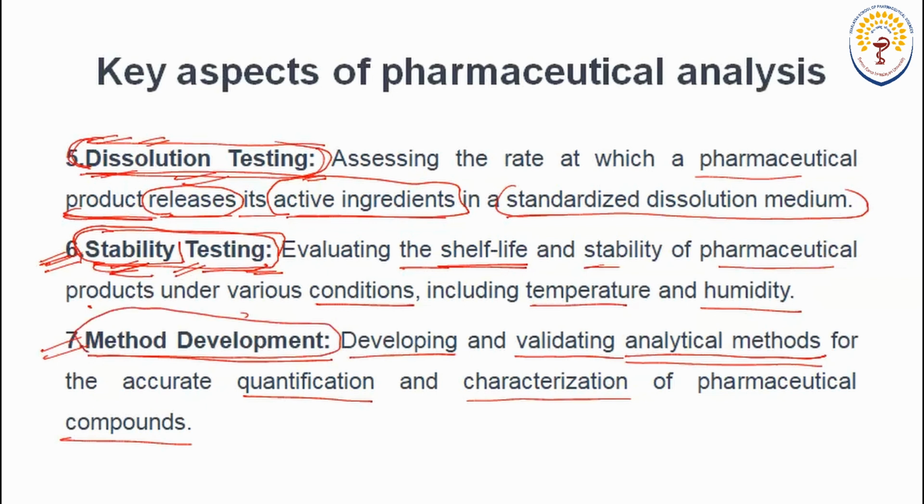We are doing this because we have to develop different methods in order to quantify, meaning we are going to tell how much amount of a substance is present in the sample, and we are also going to characterize, meaning we are telling that this kind of compound is present in our sample. So method development is the process in which we develop different analytical methods which we use to quantify or qualify the different pharmaceutical compounds.